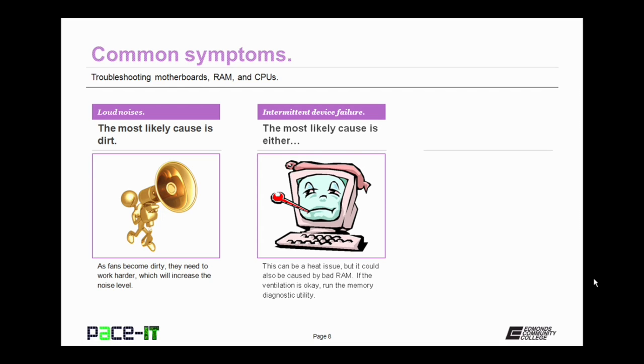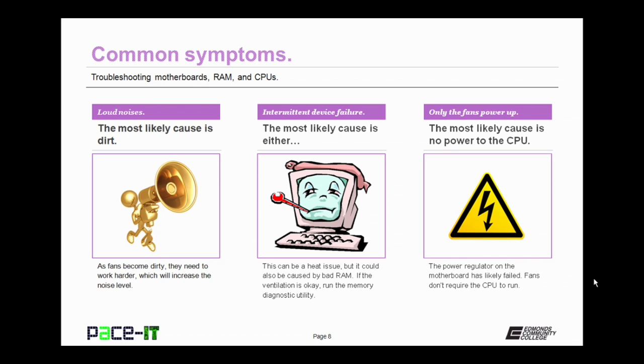If your PC is suffering from intermittent device failure, well then the most likely cause, well, this can be a heat issue, but it also might be caused by bad RAM. If the ventilation is okay, then run the memory diagnostic utility on your next reboot to see if you have some bad RAM.